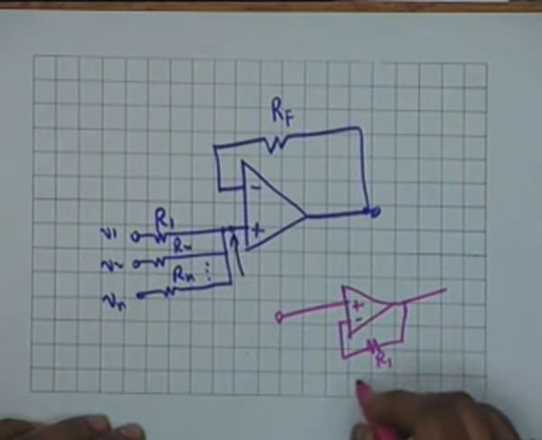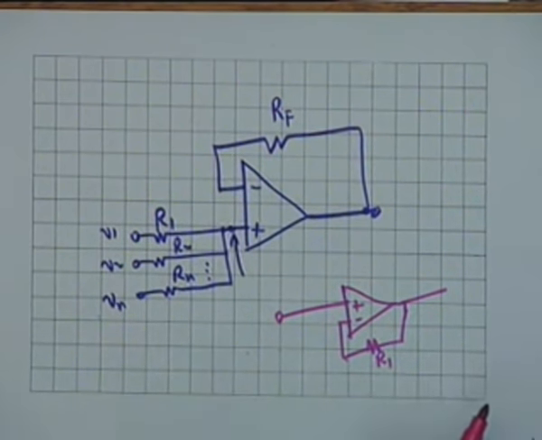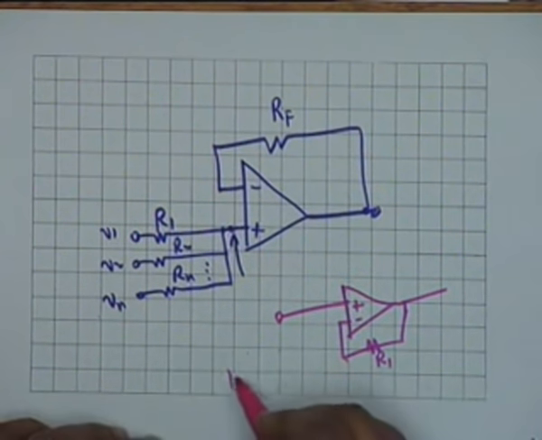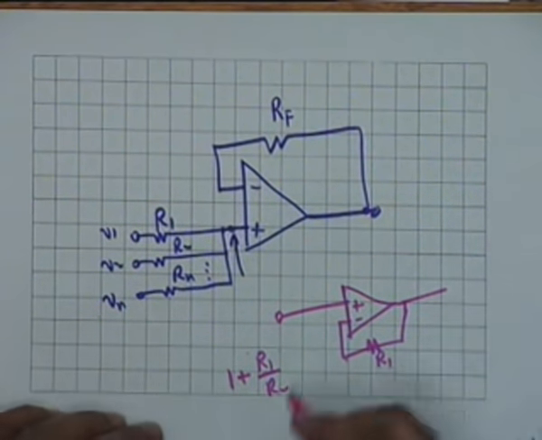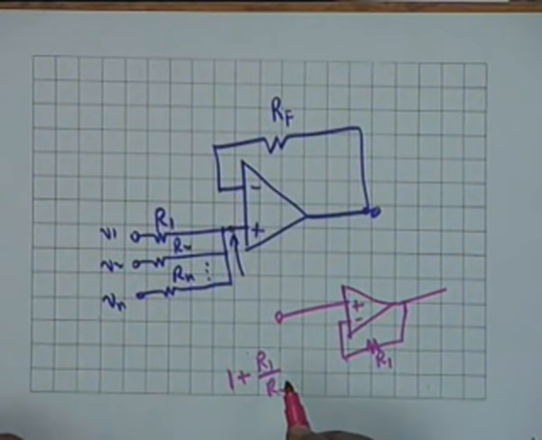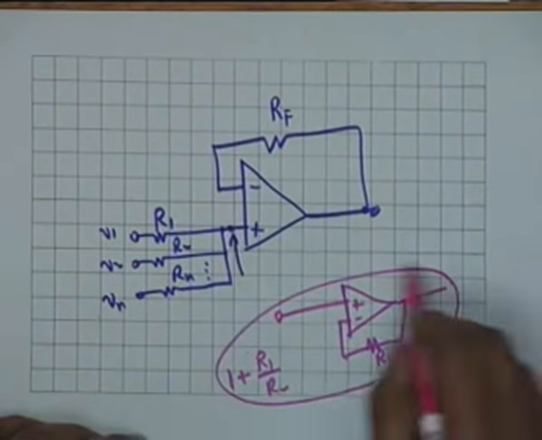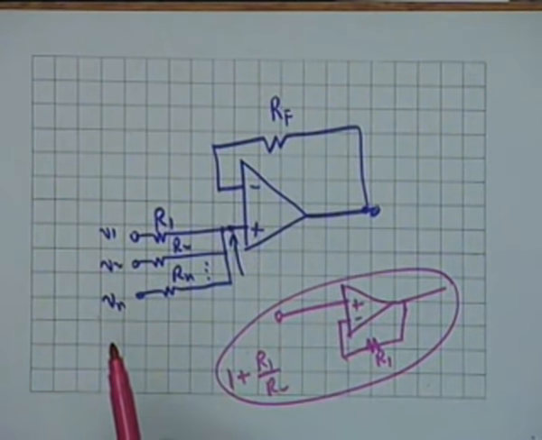There is an R1, but that R2 is infinity. The gain is 1 plus R1 divided by R2. R1 is there, non-zero, but R2 is infinity, and therefore the gain is +1. Is that clear? So, what we are basically doing is we are using a unity gain stage.